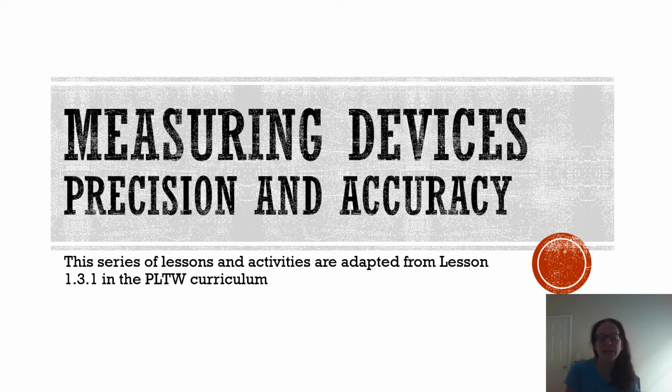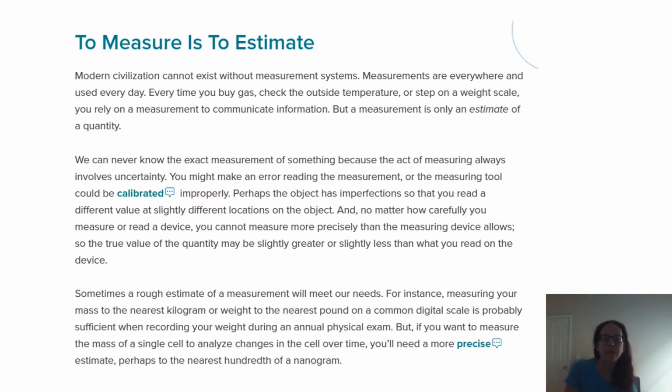So this activity is adapted from lesson 1.3.1 in the PLTW curriculum. We're going to do a series of lessons and activities that come out of that section, and this is going to cover measuring devices and the precision and the accuracy of the devices that we use. This little blurb here comes from the PLTW curriculum and is their introduction into this activity and what the goals and the main ideas of the activity are.